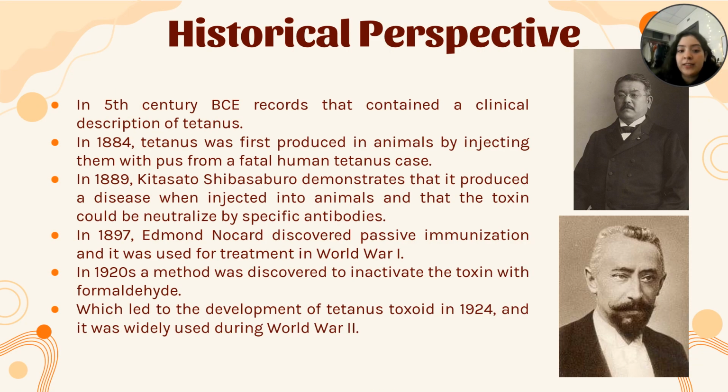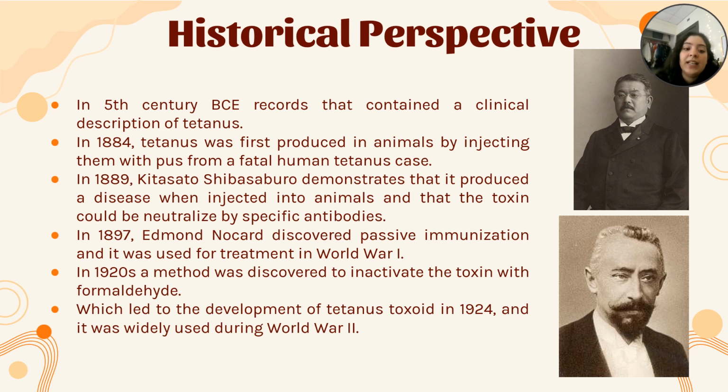So the story of tetanus starts in the 5th century BCE, where records contain a clinical description of tetanus. In 1884, tetanus was first produced in animals by injecting them with pus from a fatal human tetanus case. In the same year, the bacteria was reintroduced to animals, but this time they injected contaminated soil. In 1889, Hitasato Shibasaburo demonstrated that tetanus produced a disease when injected into animals and that the toxin could be neutralized by specific antibodies.